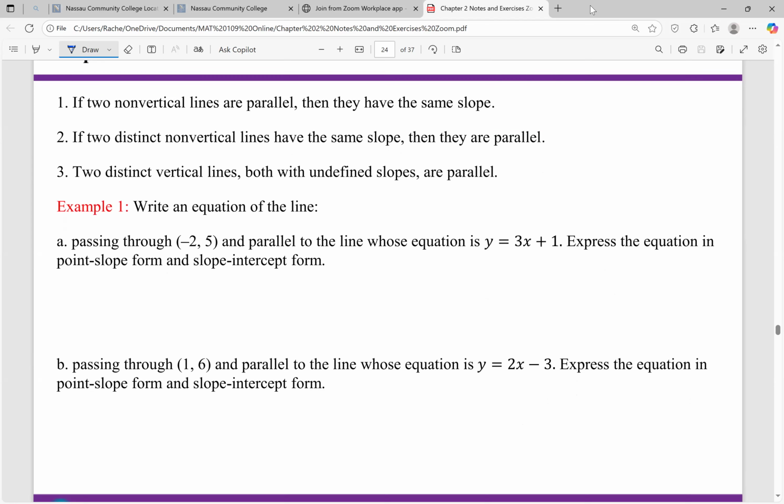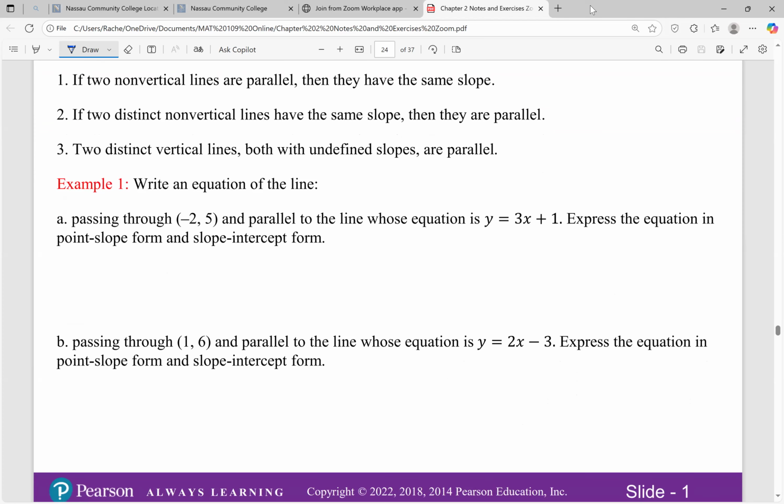So let's look at an example. And then we'll plot them so we can see visually that the lines are parallel. And it makes sense that parallel lines are going to have the same slope because they're never going to touch. They're always going to run parallel. So they would have to have the same slope in order for them to never have an intersection.